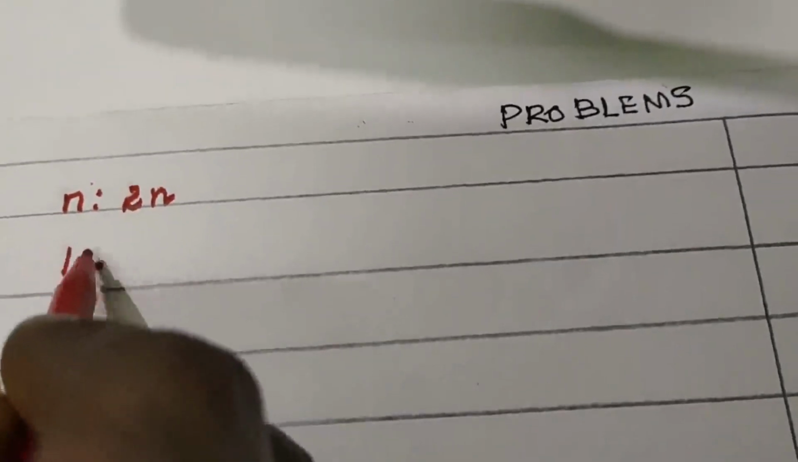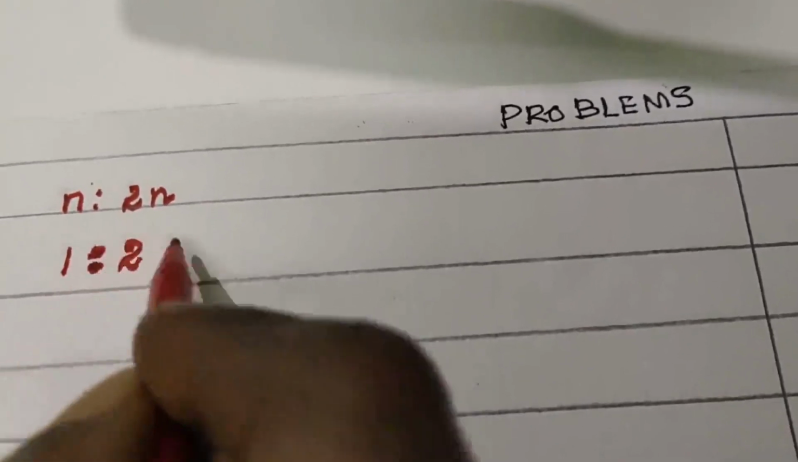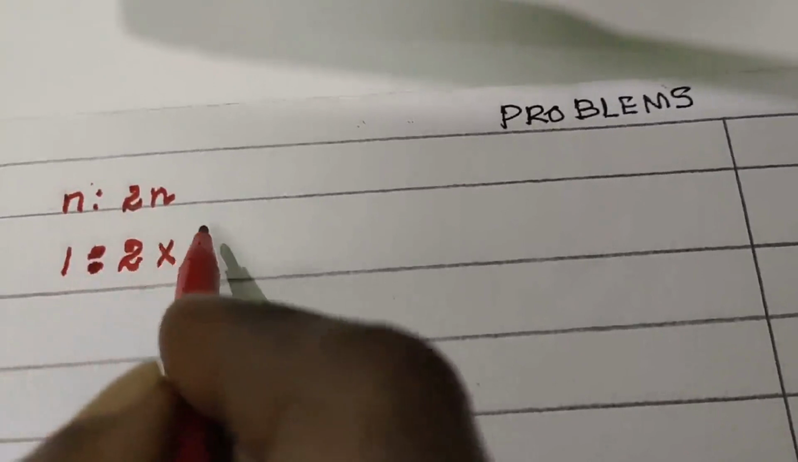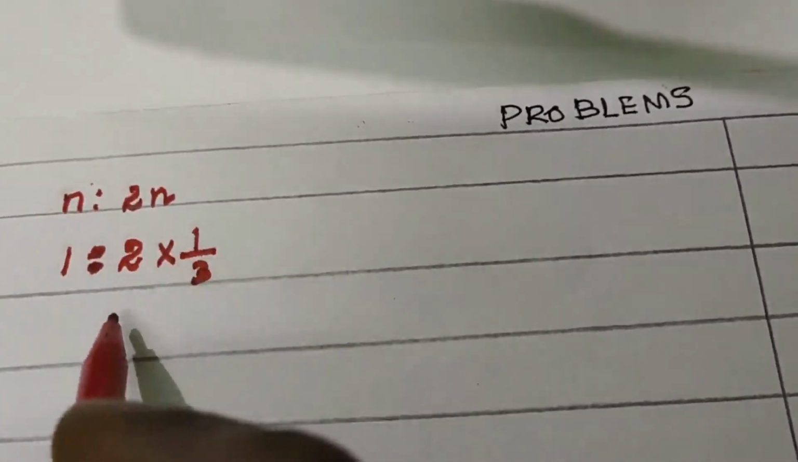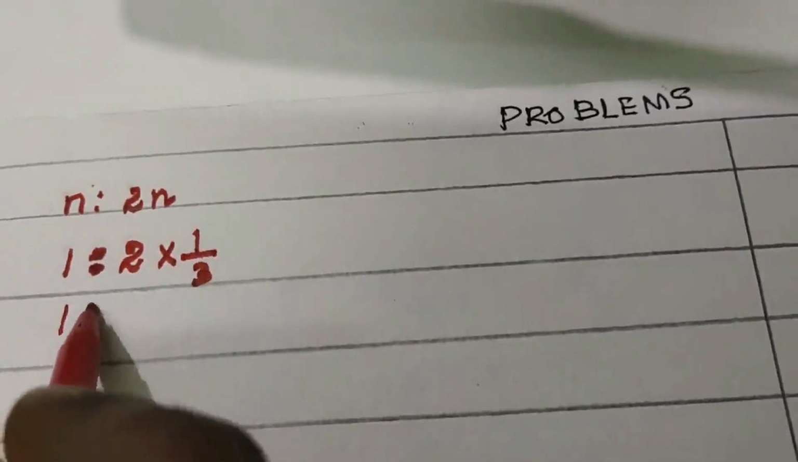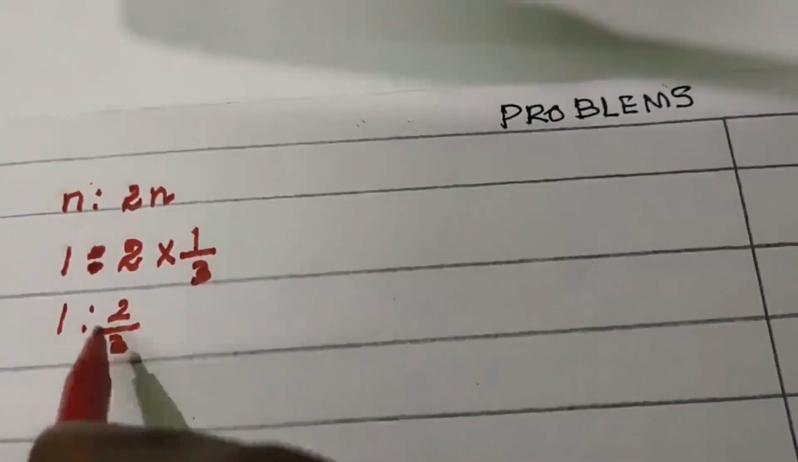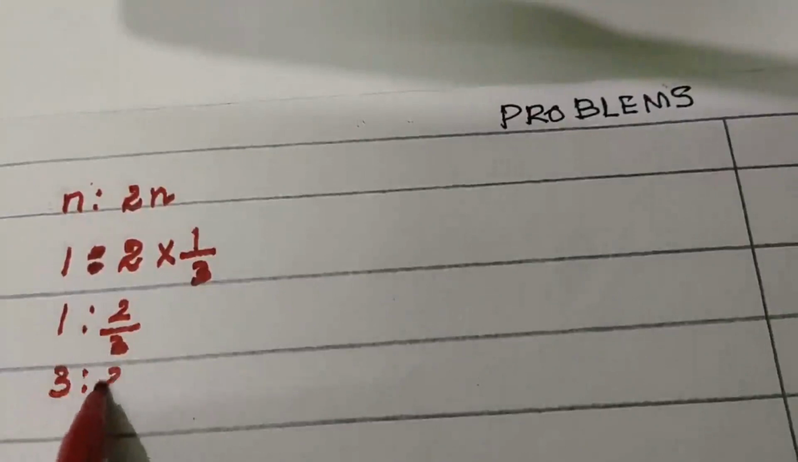Here n is equal to 1. So 1 is to 2 into 1/3, since 1/3 of the tetrahedral voids are occupied. That is equal to 1 is to 2/3, that is 3 is to 2. So the correct option is M3N2.